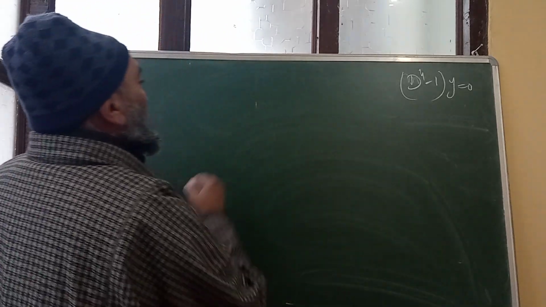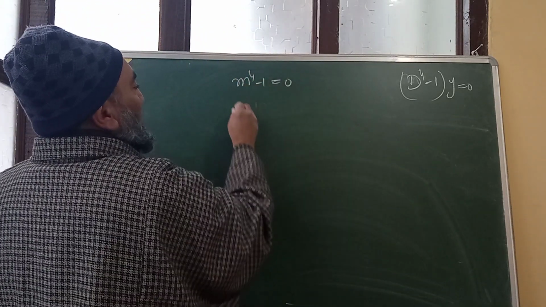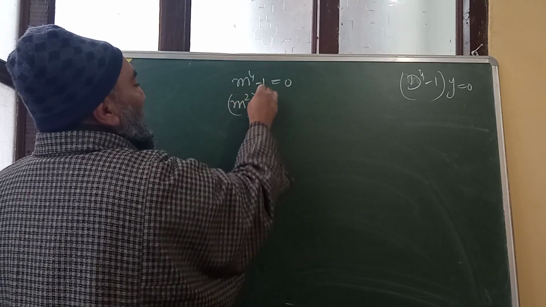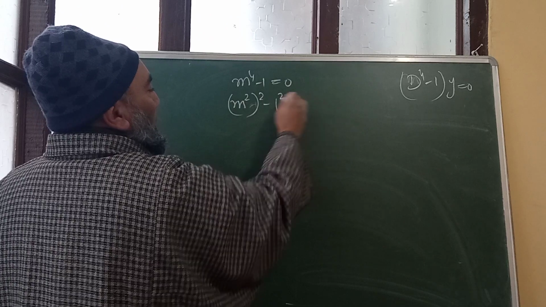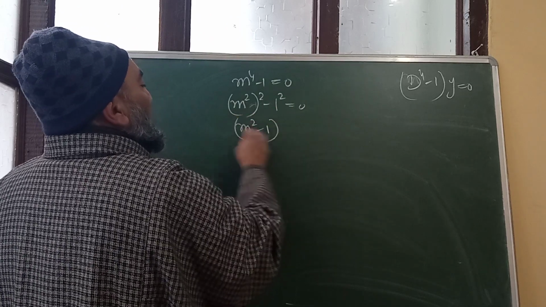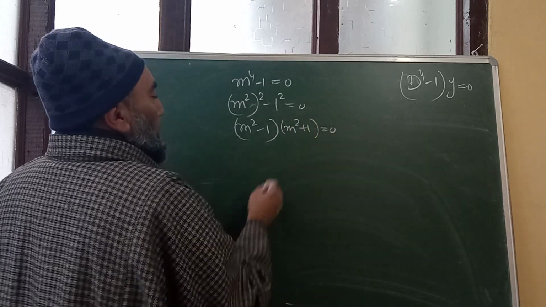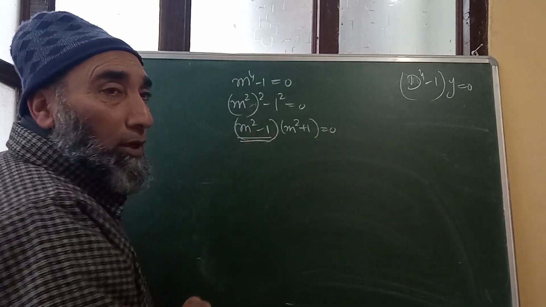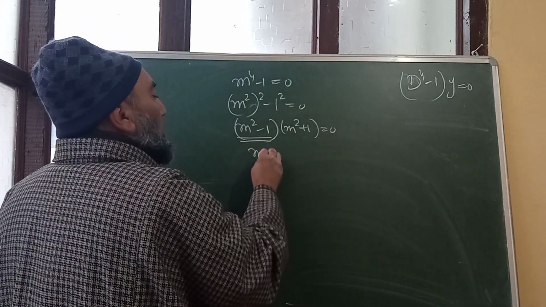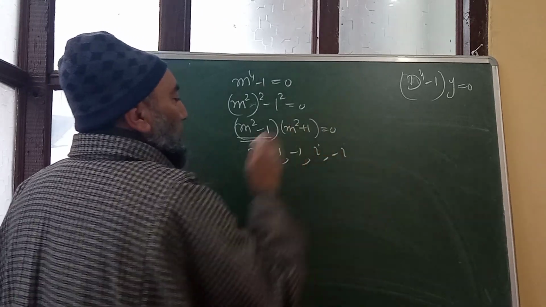You see, its auxiliary equation is m⁴ minus 1 is equal to 0, which is (m²)² minus 1² equal to 0. A² minus b² is (a minus b)(a plus b). For this, m is plus minus 1. For this, m is plus minus iota. So your m is 1, minus 1, iota and minus iota.